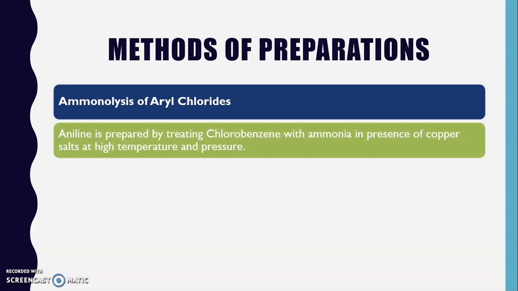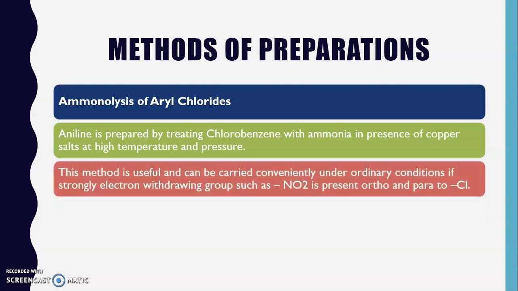Now, for example, aniline is prepared by treating chlorobenzene. Chlorobenzene is nothing but an aryl chloride. Now, this chlorobenzene is treated with ammonia in presence of copper salts at higher temperature and pressure, so that we will get aniline as an aromatic amine. Now, this method is useful and can be carried out conveniently under ordinary conditions if strongly electron withdrawing groups such as the nitro group are present either ortho or para to the chlorine.